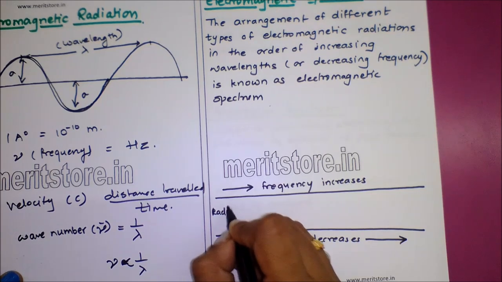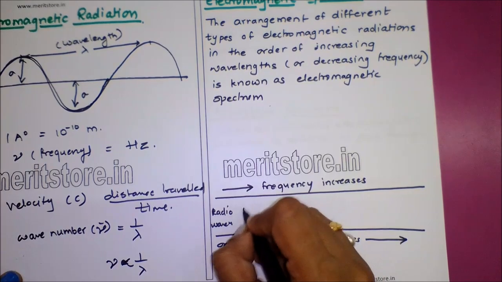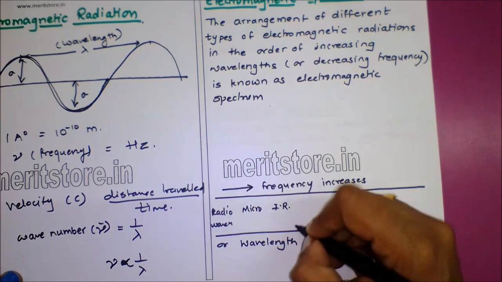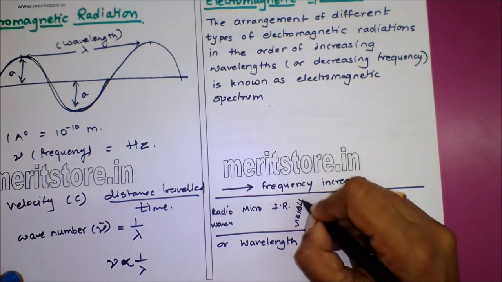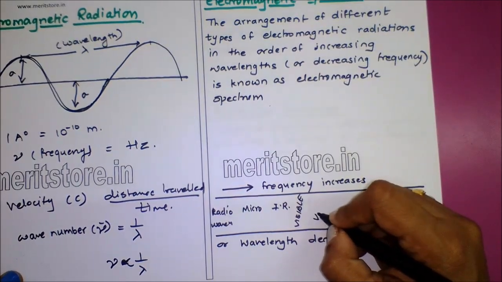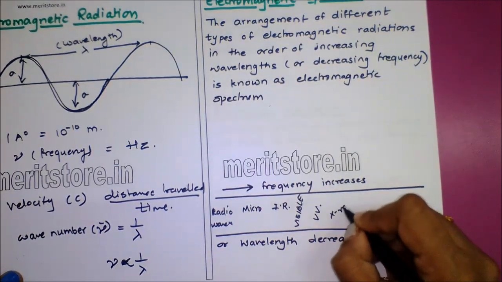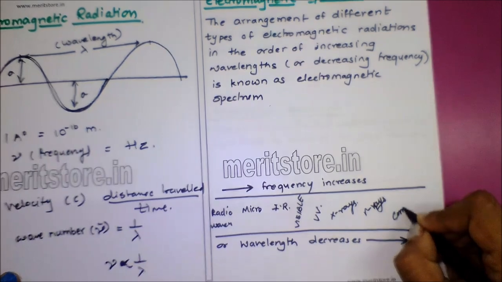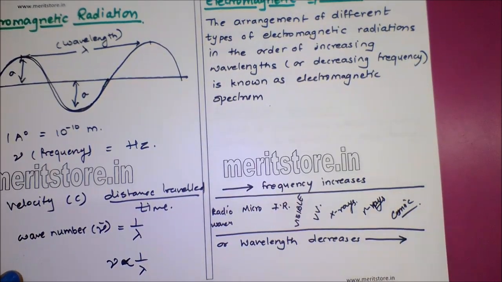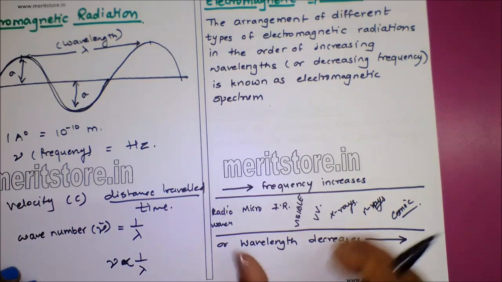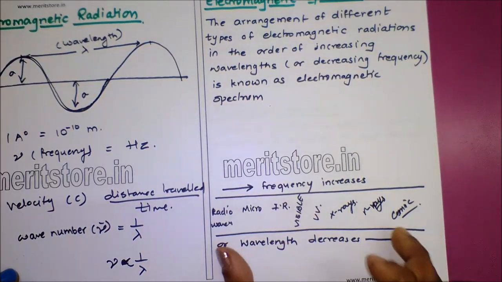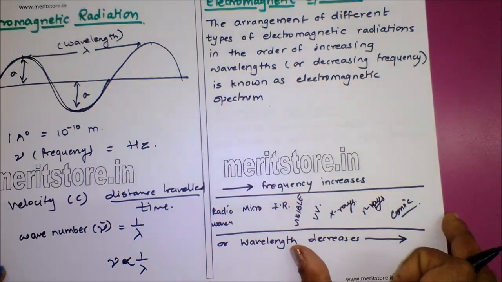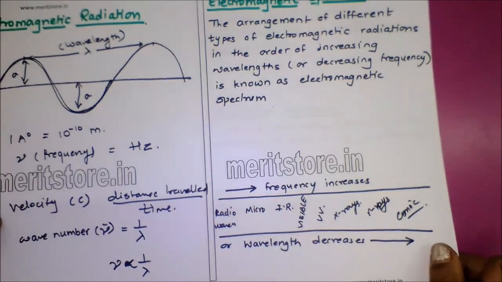The order of the different electromagnetic radiations is: first we have radio waves, then microwaves, then IR, that is infrared. Then the visible region comes, then ultraviolet radiation, then X-rays, then gamma rays, and finally cosmic rays. These are in increasing order of frequency, and when we have all these electromagnetic radiations together, it looks like a spectrum. So together we call this the electromagnetic spectrum.